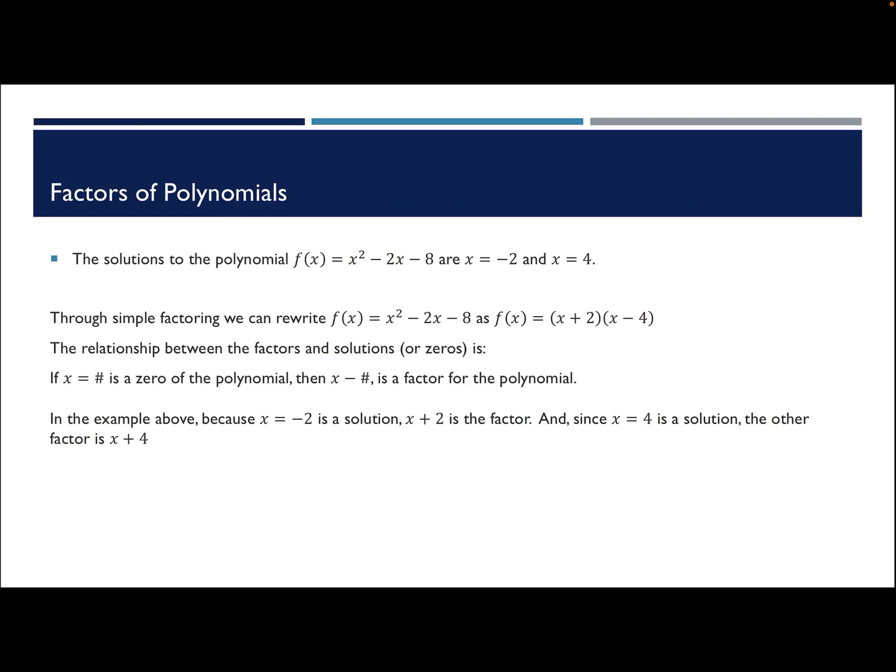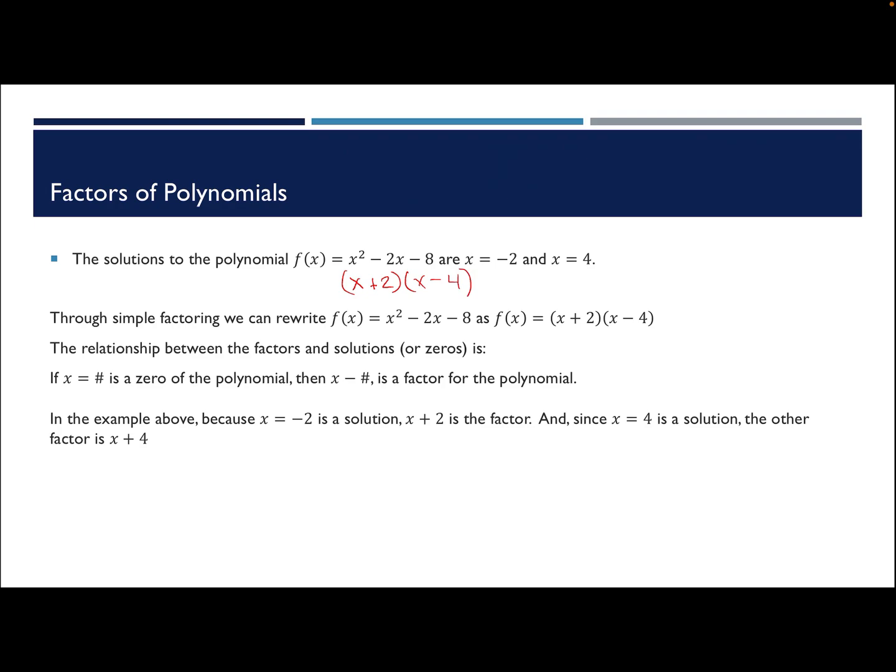The factors of a polynomial. So if x equals some number is a 0 of that polynomial, then x minus that number is a factor of that polynomial. So we know from factoring quadratics, you could factor x squared minus 2x to be x plus 2 times x minus 4. This is what we call factoring, and we get our solutions from setting the factor equal to 0.